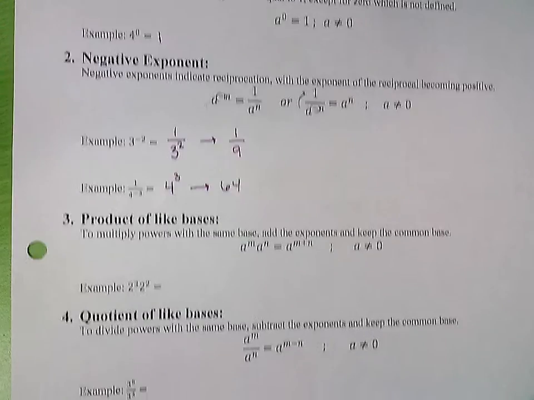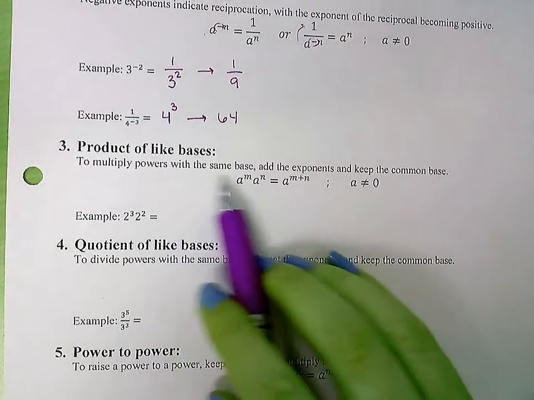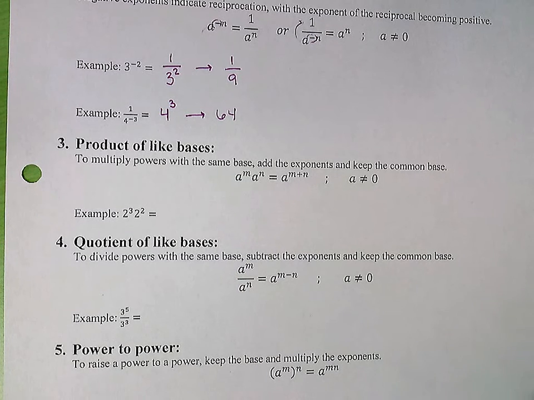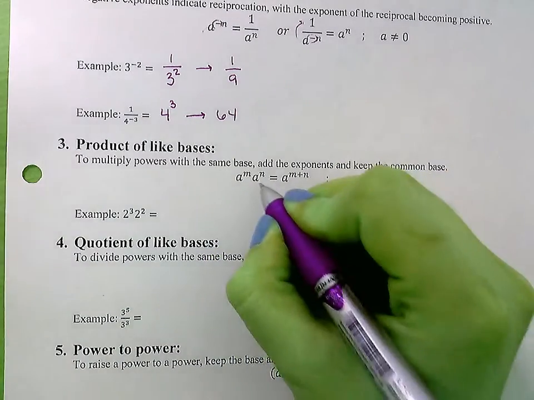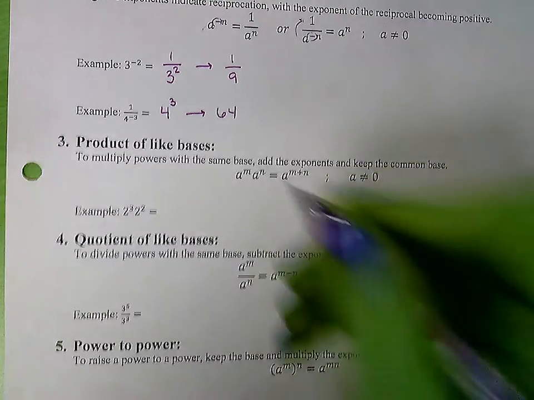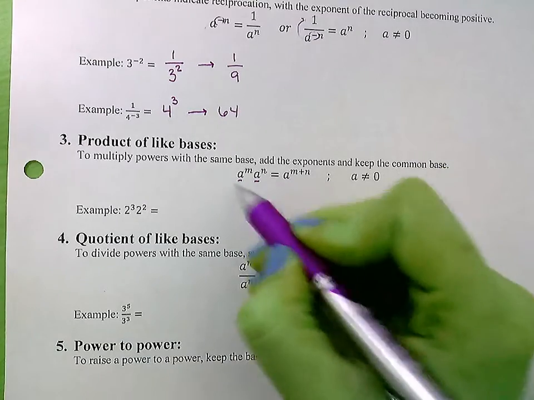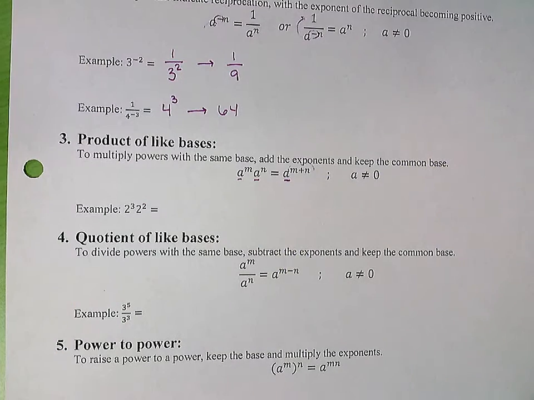All right, so the next property I have on here is product of like bases. To multiply powers with the same base, add the exponents and keep that common base. So you do need a common base for you to do this. So here I have a raised to the m power and a raised to the n power. Those two are multiplied together. Both of those bases are a, so they're the same base. That's what it's talking about when it says common base. They have to have that same number, that larger number on the bottom. So when that happens, I can keep my same base and I can add the exponents. So I'll have a raised to the m plus n.